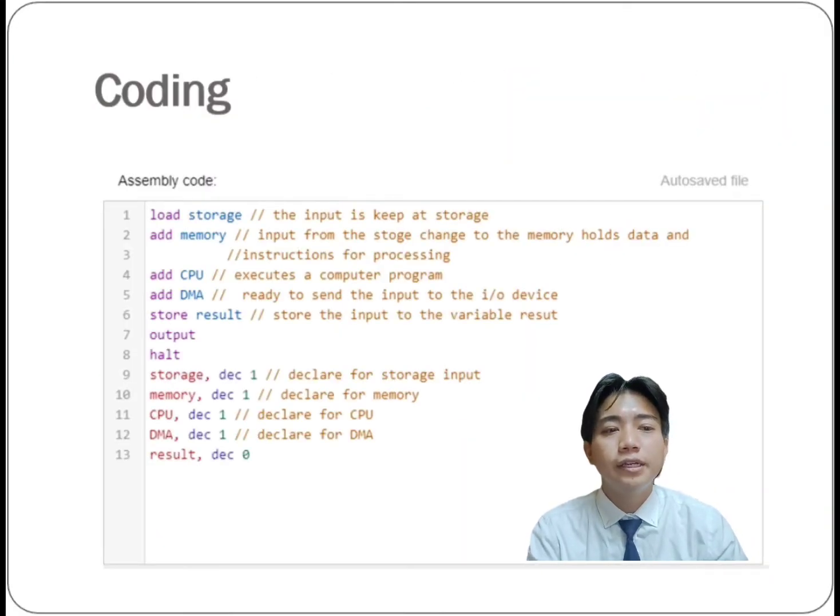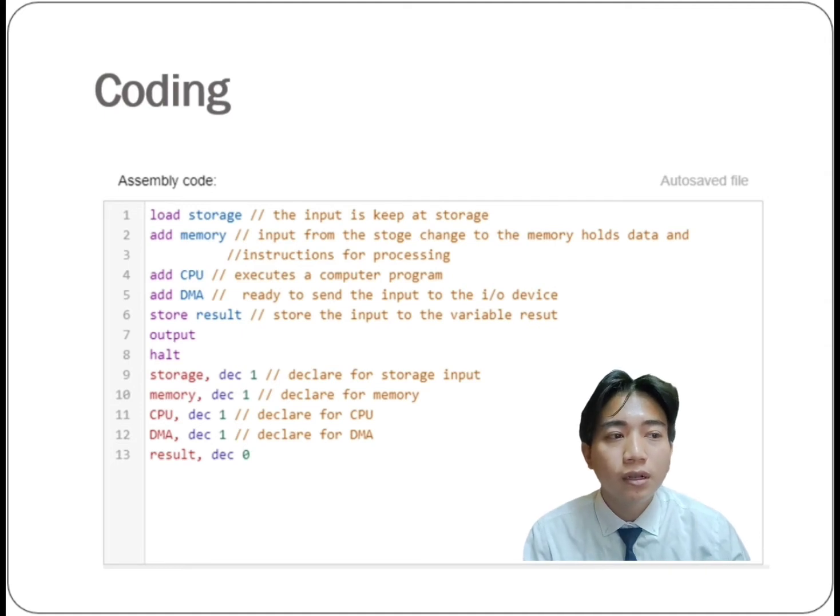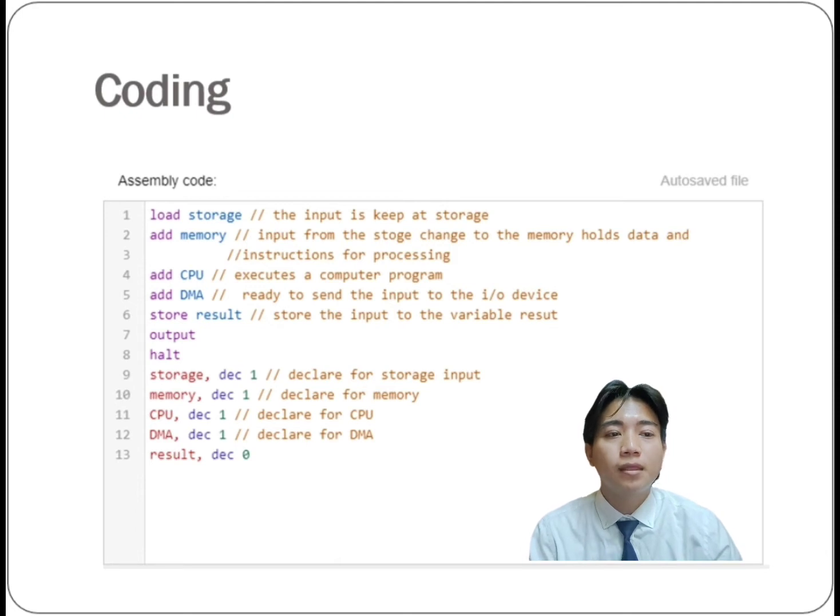For the coding, first, add storage. The input is kept at storage. Second, add memory. Input from the storage is transferred to the memory, which holds data and instructions for processing. Add CPU, which executes a computer program. And add DMA, ready to send the input to the I/O device.